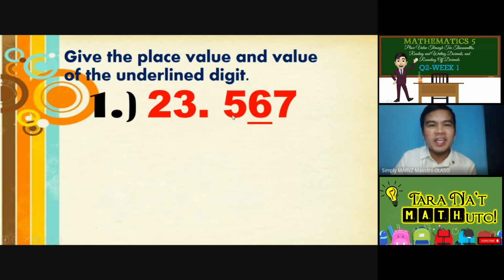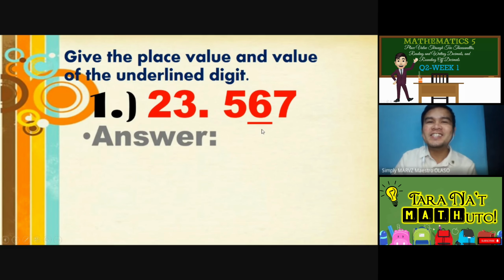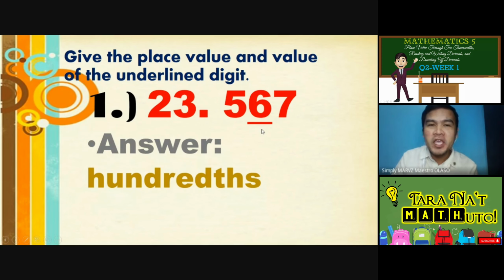Let's start with 5. Correct, tenths. 6 represents hundredths. 7 represents thousandths. So what is the place value of 6? You got it. It is hundredths. Be careful with the spelling. Now, since 6 is in the hundredths place, what is the value of 6? You got it. It is 6 hundredths.